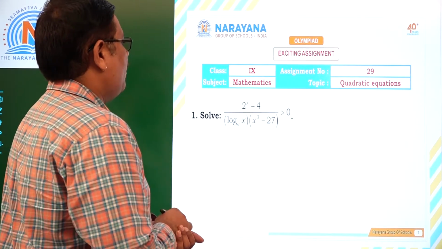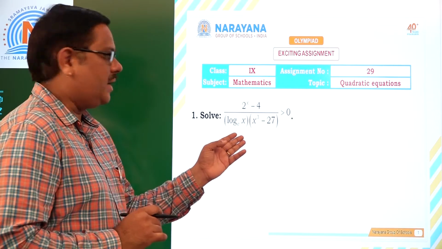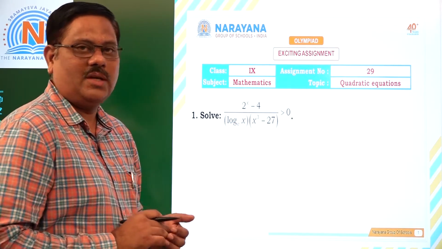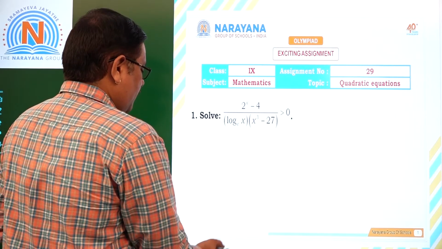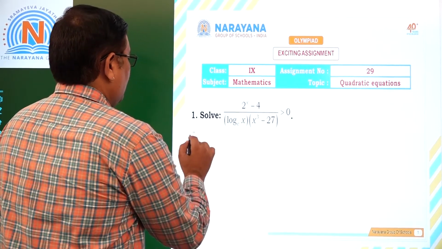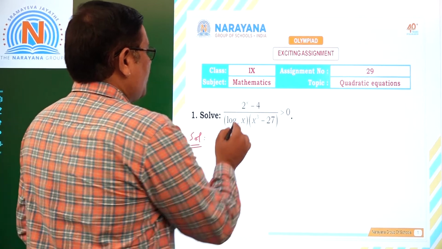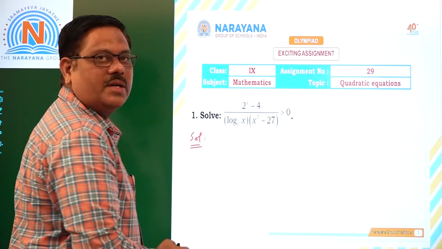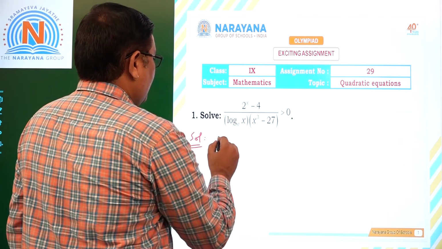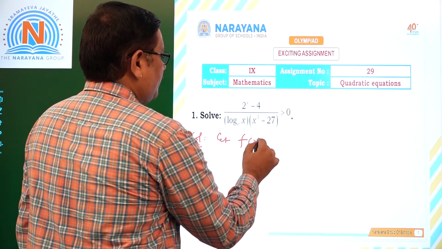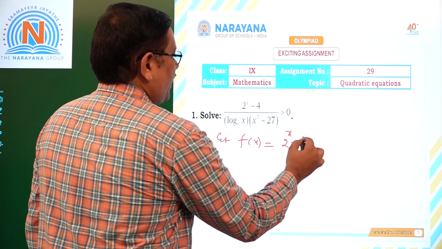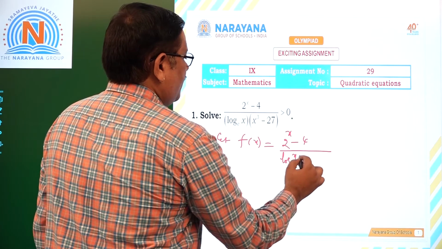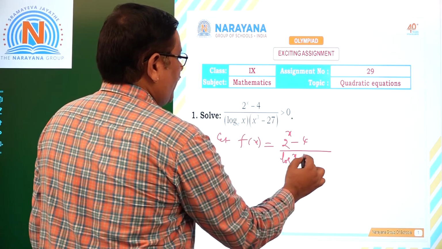Solve (2 power x minus 4) upon (log x base e times of x cube minus 27) greater than 0. That is the question here. Now let us start this. So the function is 2 power x minus 4 upon log x base e into x cube minus 27. So we can write it as, let us take it as f of x: (2 power x minus 4) upon (log x base e times of x cube minus 27).